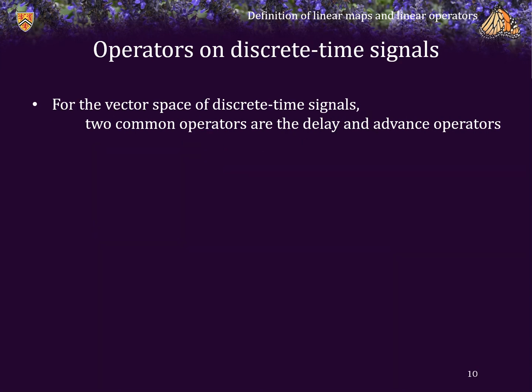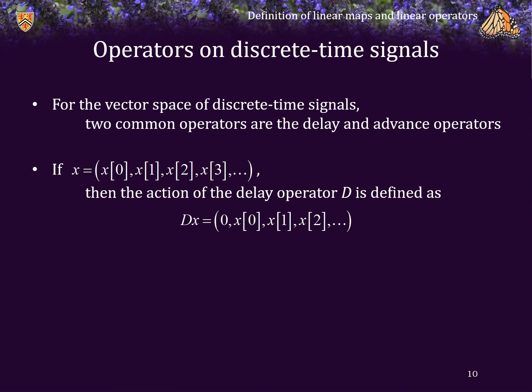Now, as for the vector space of discrete time signals, two common operators are the delay operator and the advance operator. So, if x is the signal where x0 was sampled at time t0, x1 was sampled at time t1, and so on and so forth, then the action of the delay operator is as follows. The delay operator is that signal where each reading is delayed by one time period into the future.